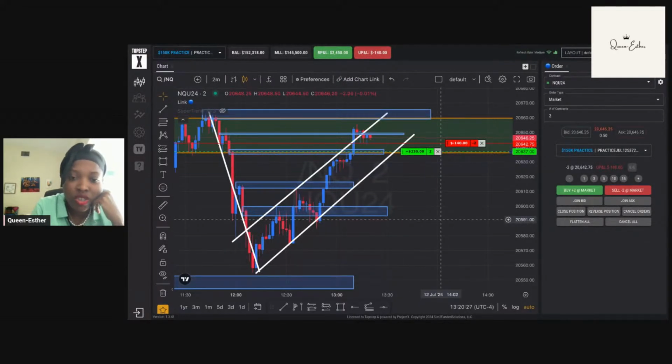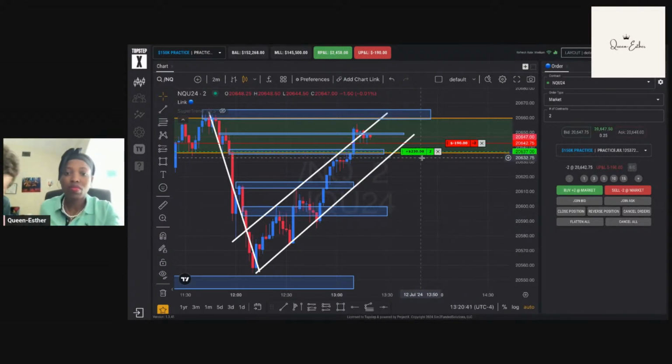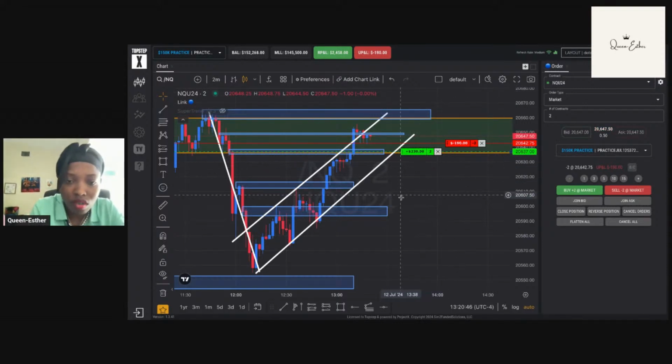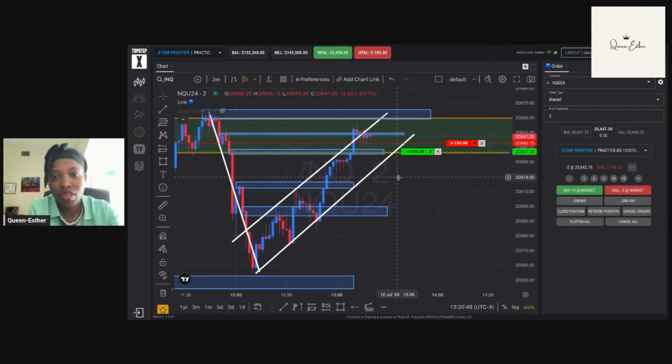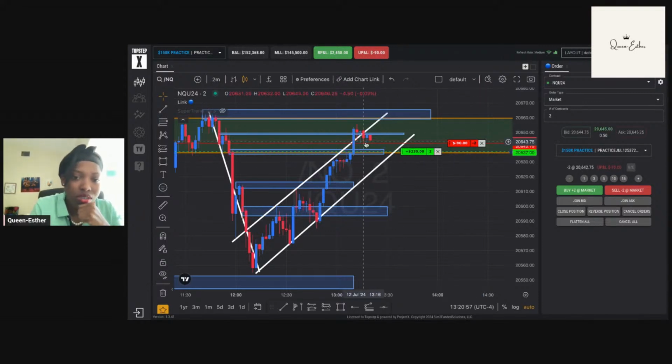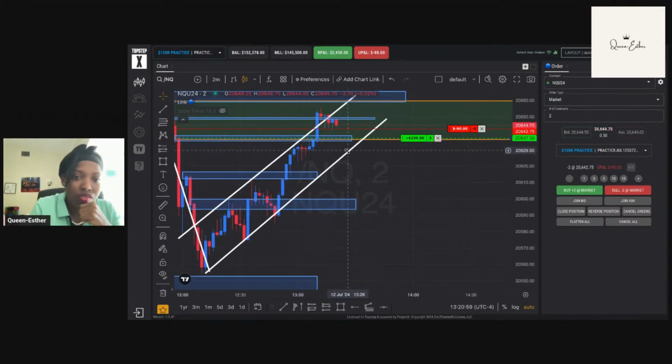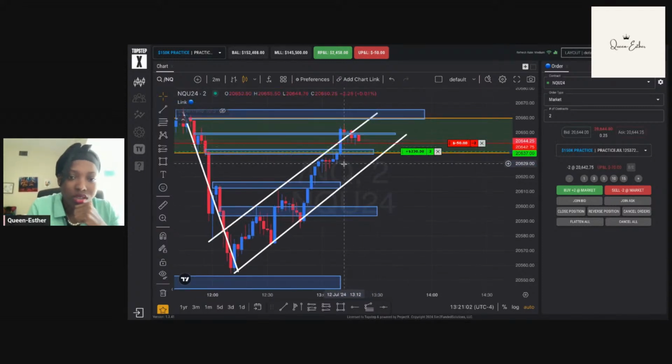Don't risk what you're not willing to lose, okay? Hold on. But I'm gonna let this trade play out. I see that was lower than that.